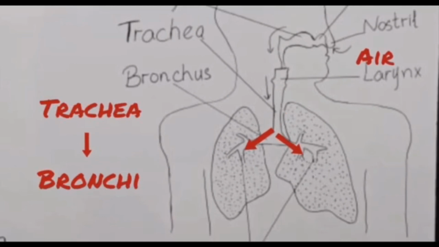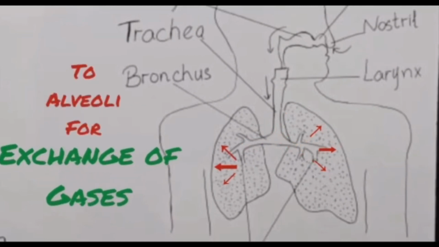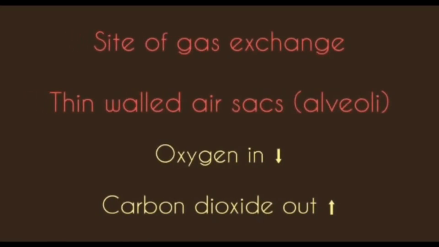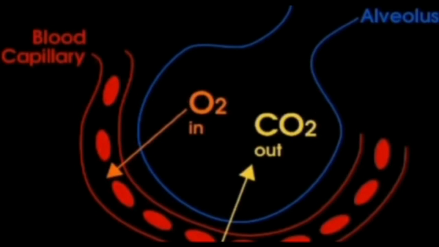Through bronchioles, air enters the alveoli for the final exchange of gases, where oxygen is picked up by the blood vessels and carbon dioxide is given out in the air. And finally, air takes its path back outside our body.